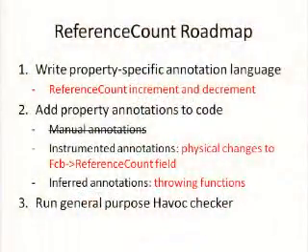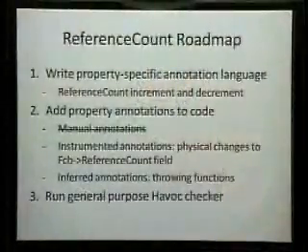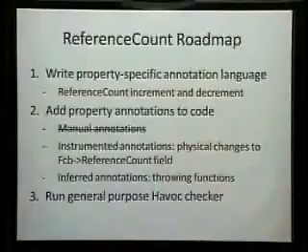So we'll go back to our roadmap. We have the information we need to fill in this roadmap with the information that we need to get out of the tool. We need an annotation language that describes the reference count property, what it means to increment and decrement a ref count. And we need to instrument these annotations everywhere there's actually a physical change to the field. And we need to infer which functions in NTFS can throw. We need all this information to be able to find this bug.